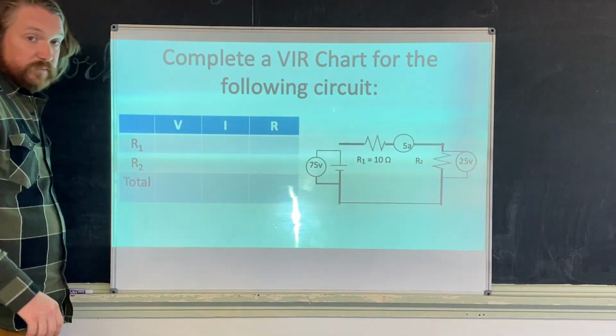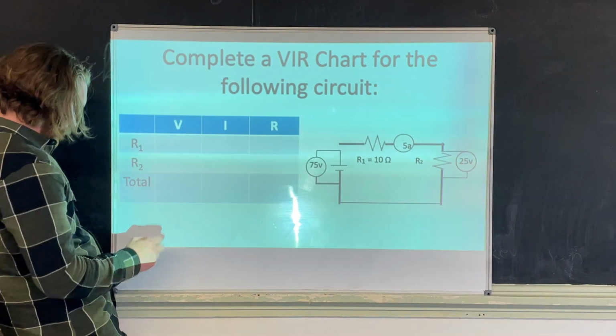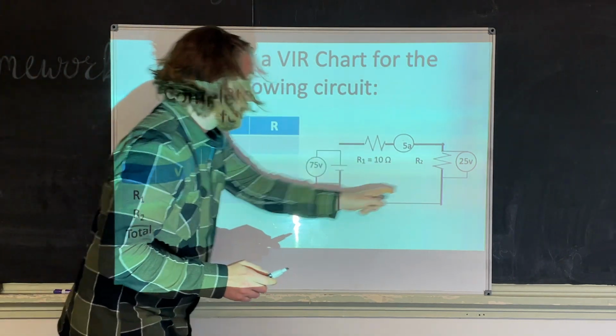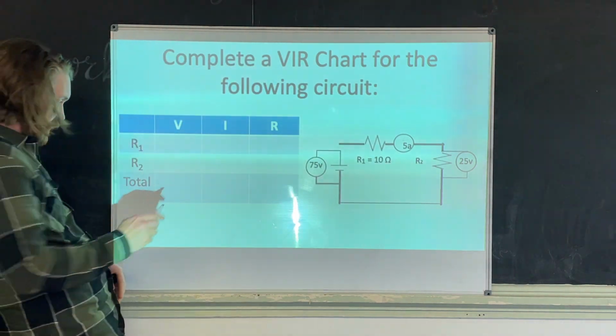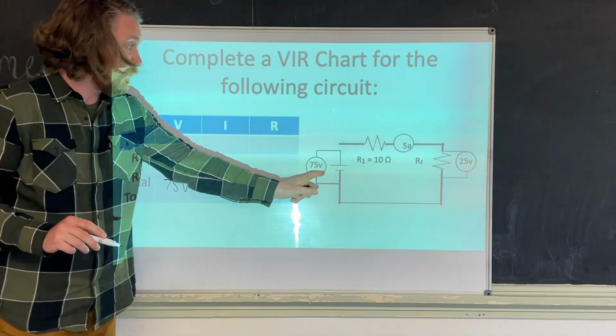Okay. Again, start off with what we know. I know my battery is 75 volts. Oh, I only have 2 resistors this time, R1, R2, so that's different. My total voltage is 75 volts. That's what the battery is.